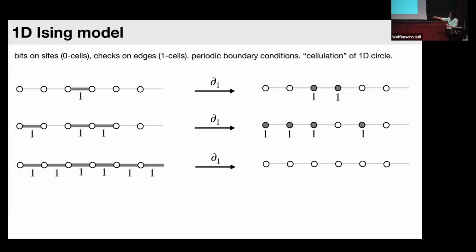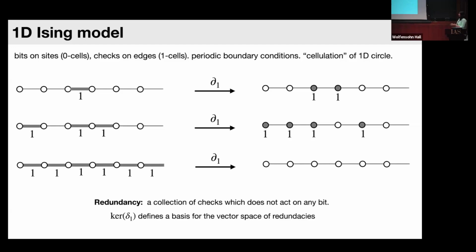And now, notice that with periodic boundary conditions, if I actually take all the checks in this set and look at their boundary, then you find that nothing is triggered here. Because with periodic boundary conditions, you know that the product of all the checks around a ring is just going to be the identity, so no checks get triggered. So what that means is this gives us a way to define redundancies among checks. Redundancies among checks are linear dependencies in the check space. They're a collection of checks which don't act on any bit.